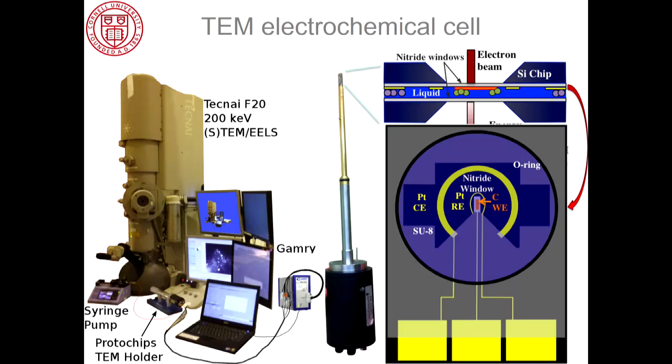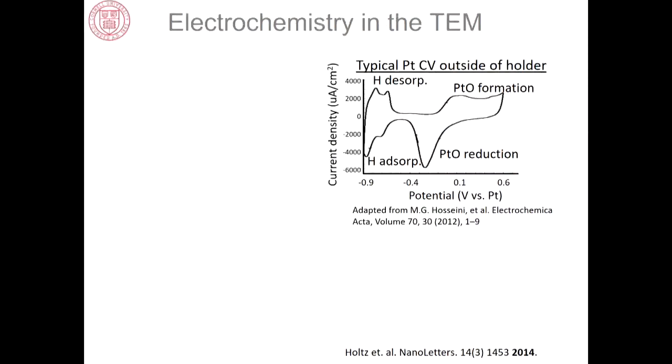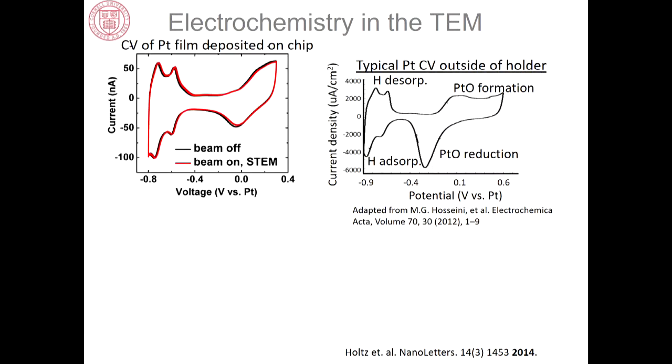I'm not going for atomic resolution, so I can get some slightly stronger windows. Nice potentiostat. So here's a CV curve for platinum, from the literature. Here we are in the liquid cell in liquid, beam on and beam off. So we're doing a fairly good job of reproducing the CV curve of a polycrystalline platinum.